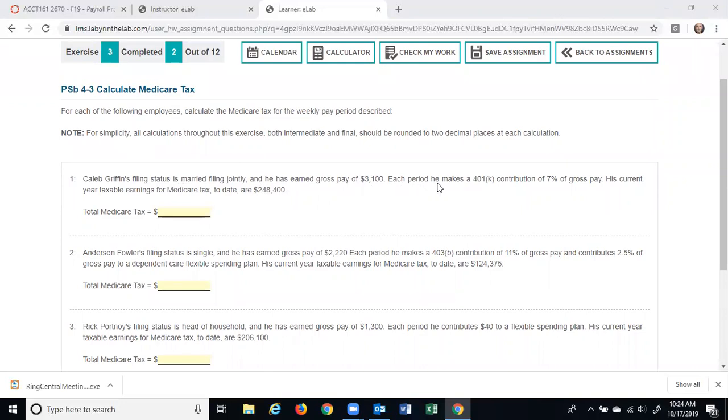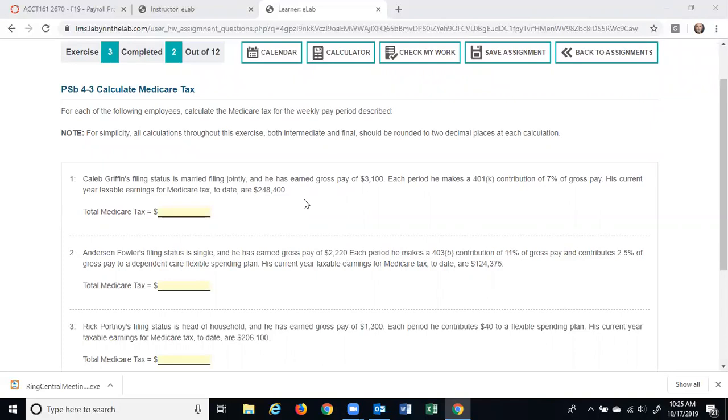So each period he makes a 401k contribution of 7%. Now we remember that 401k contributions are taxable for Social Security and Medicare in the current taxable year. So we have taxable earnings of $3,100. Now, how much of that is going to be subject to regular Medicare? All of it is. $3,100.